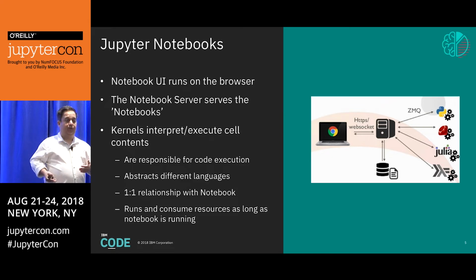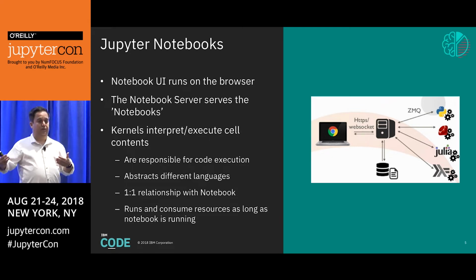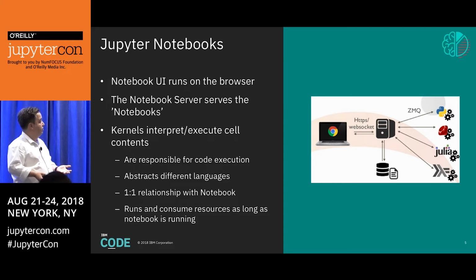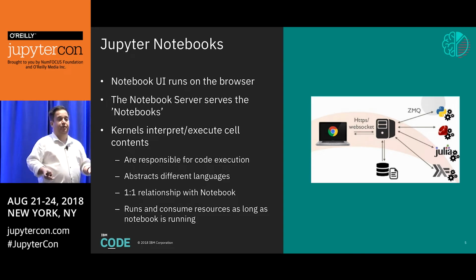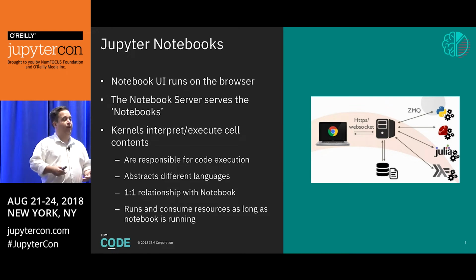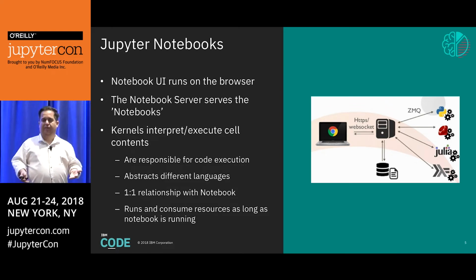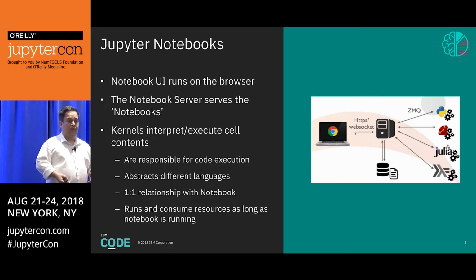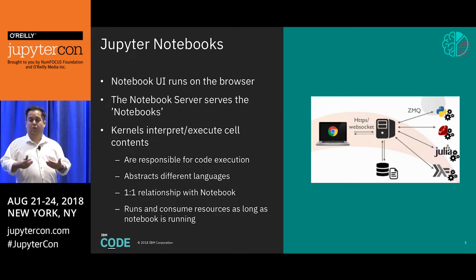When we start executing those cells, what we have under the covers are kernels. Those kernels abstract the language that you're using. So we have a Python kernel, we have an R kernel, we have a Scala kernel, and you name it. I think that we have more than 100 different types of kernels that are executing the contents of the cell.